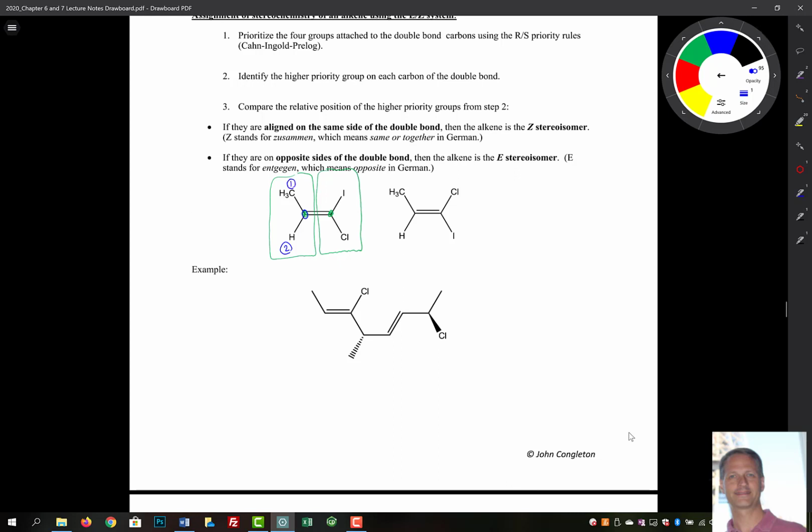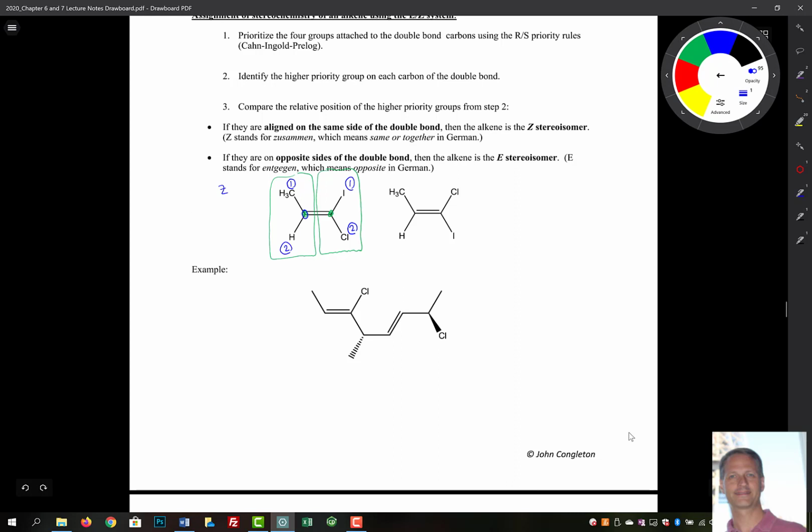What about the other side? Well, what has the higher atomic number, iodine or chlorine? It's iodine. That's number 1, and then this is number 2. So when we look across this double bond, the two number 1 groups are on the same side. So this is going to be Z. Right? Now putting the full name of this thing together, let's see if we can name it.